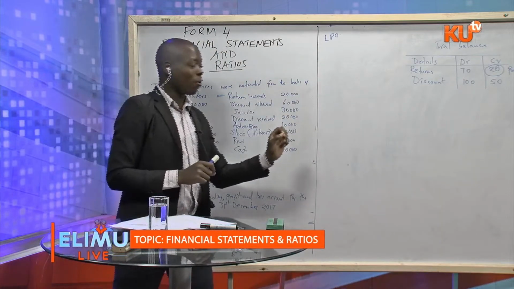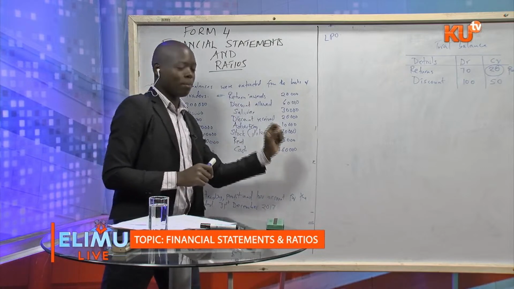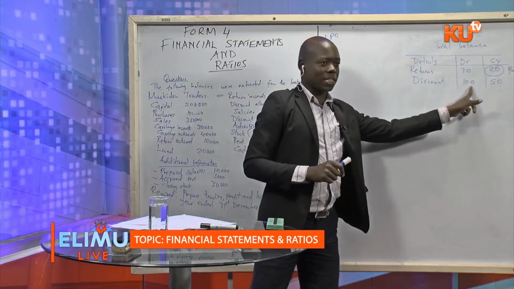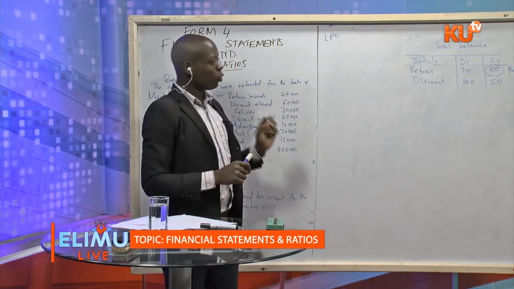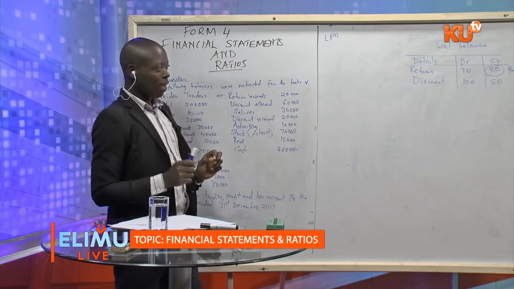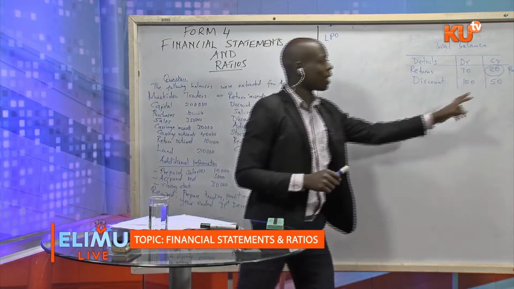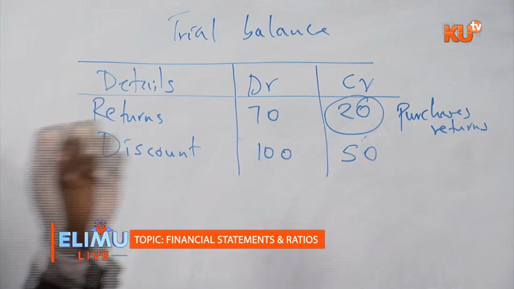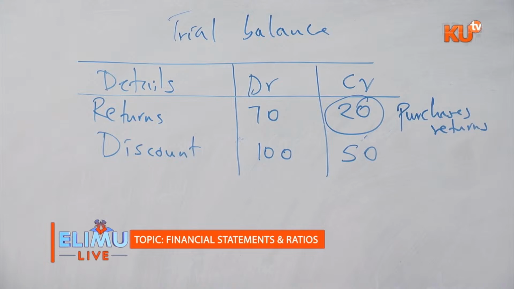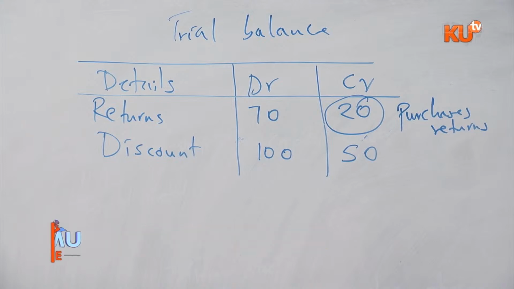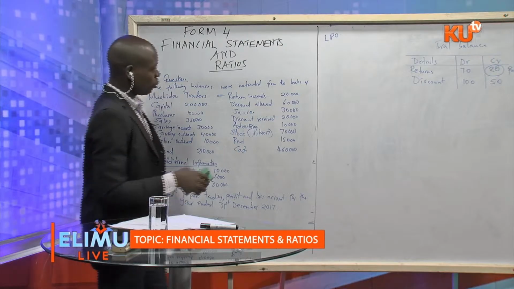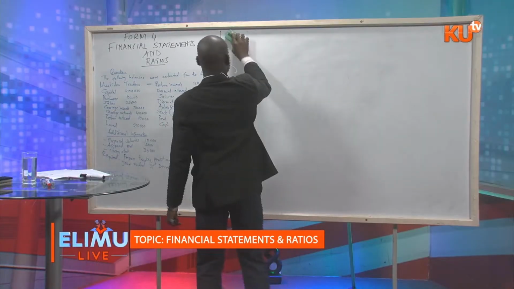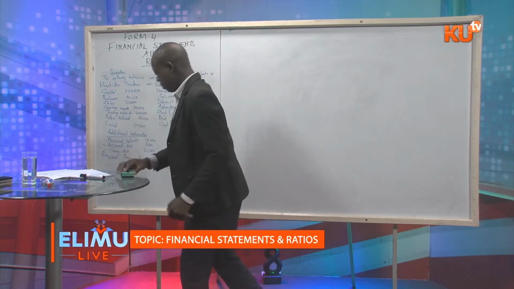Get to know what a discount allowed to the business is. It's an expense. All expenses have debit balances. Discount received to a business is an income, and all incomes or revenues have a credit balance. So you'll be able to tell this is discount allowed and this is discount received. That is how we identify such kinds of tricks that the examiner may bring to students. So let's then handle this question and see what we need to prepare.